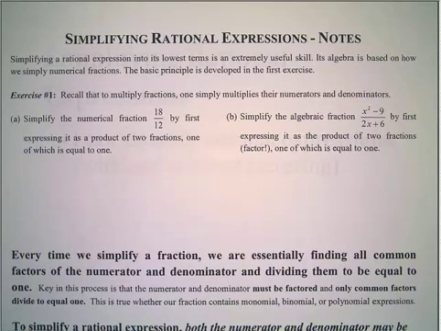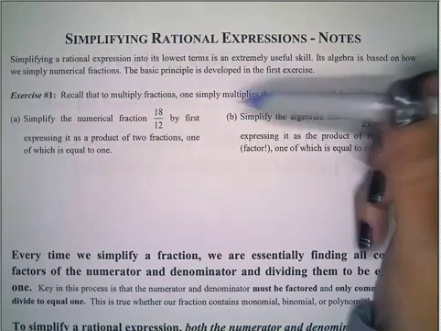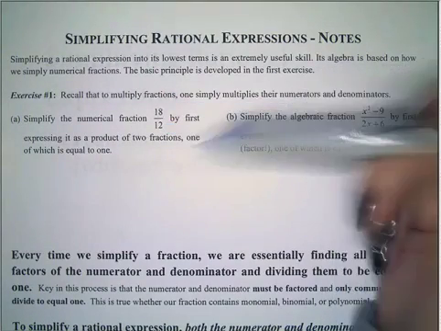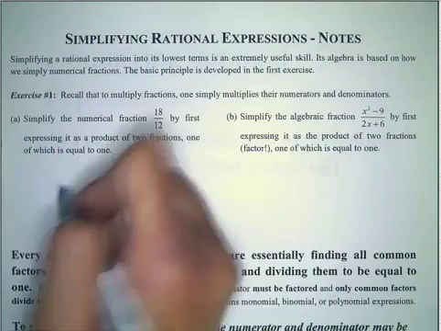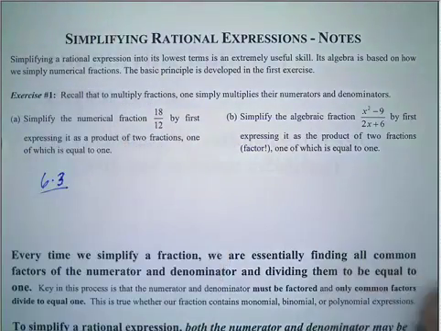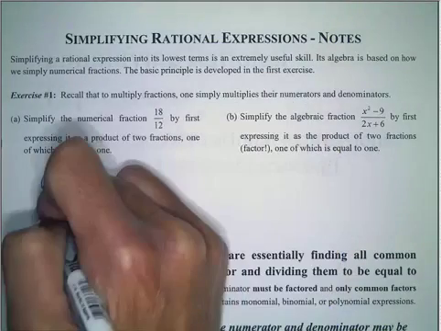So to simplify the numerical fraction 18 over 12, by first expressing it as the product of two fractions, one of which is equal to 1. So what can I divide into both 18 and 12? Hopefully you're saying 6. So I'm going to factor the numerator into 6 times 3, and I'm going to factor the denominator into 6 times 2.